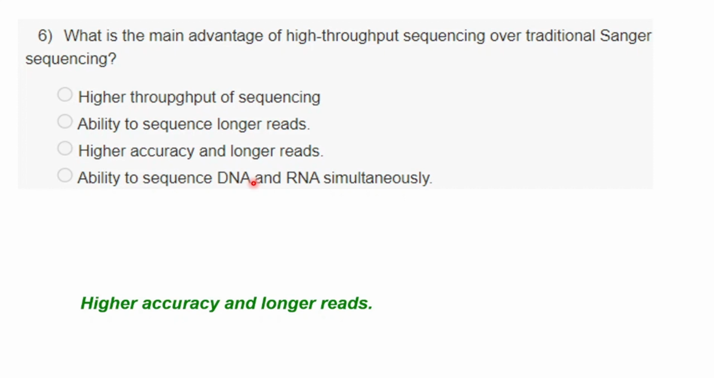Also improved speed. High throughput sequencing platforms can generate results much faster than traditional Sanger sequencing, which can take several days or even weeks to complete, and obviously increased flexibility. High throughput sequencing platforms offer greater flexibility in terms of the types of samples that can be processed and sequenced, and the applications that can be performed. For example, single cell sequencing and metagenomics analysis are not feasible with traditional Sanger sequencing due to their low throughput. So overall, high throughput sequencing has a lot of advantages. It has basically transformed genomics research by enabling large scale sequencing projects and new applications that were not feasible with traditional Sanger sequencing. Okay. So yes, the right answer is higher throughput, higher accuracy, and longer reads.